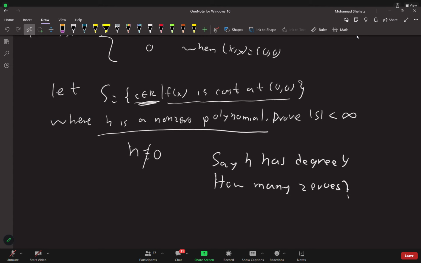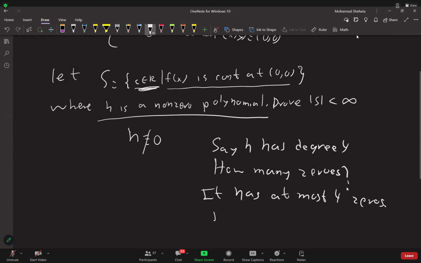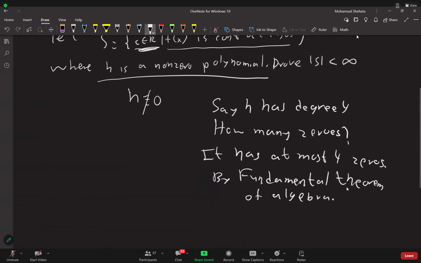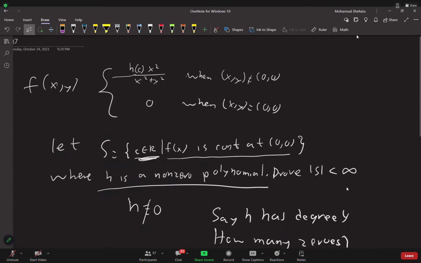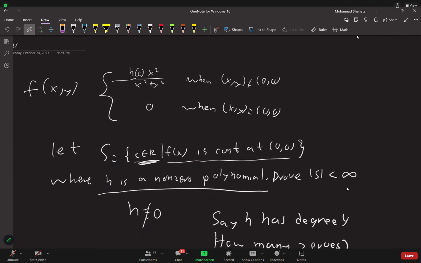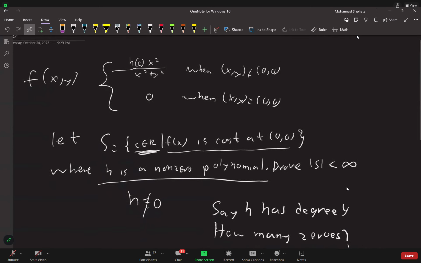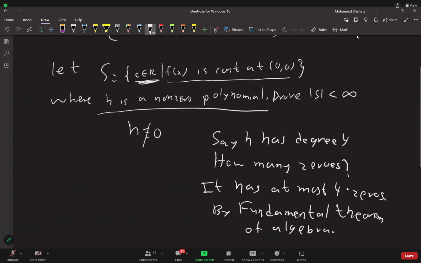No, it actually has at most 4 zeros. So it has at most 4 zeros, by the fundamental theorem of algebra. Now let's examine this function.